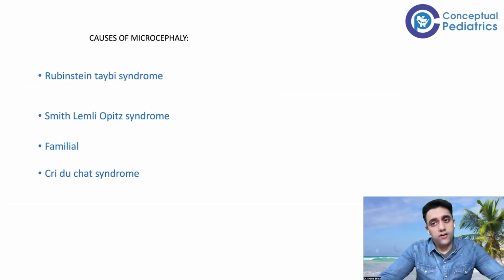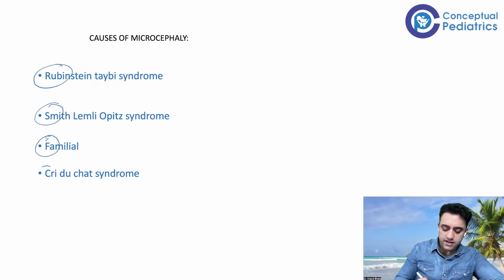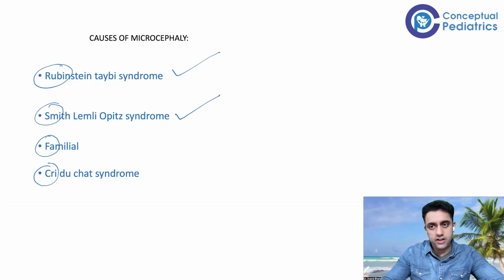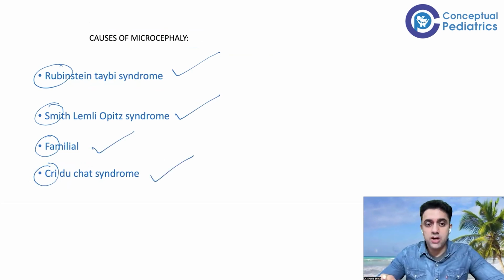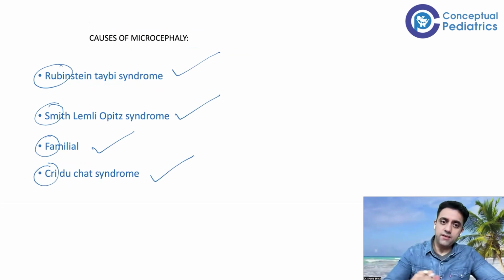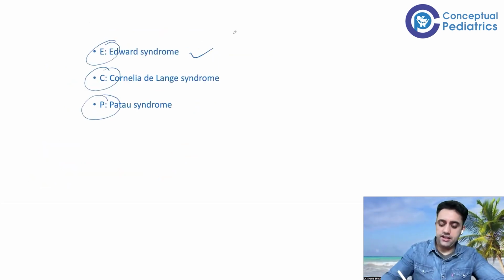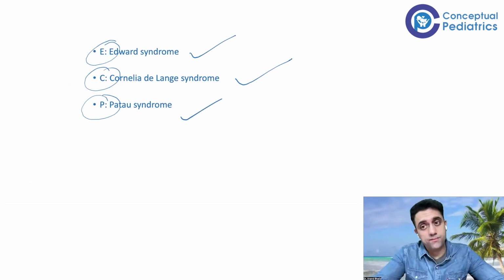Then again, causes of microcephaly. So, Rubin and Smith family were crying. R for Rubinstein-Taybi syndrome, Smith for Smith-Lemli-Opitz syndrome, F for familial, C for Cri-du-Chat syndrome. Rubin and Smith family were crying. Why? Because they wanted to eat corn at the Pattaya beach. E for Edwards syndrome, corn for Cornelia de Lange syndrome, and P for Patau syndrome.